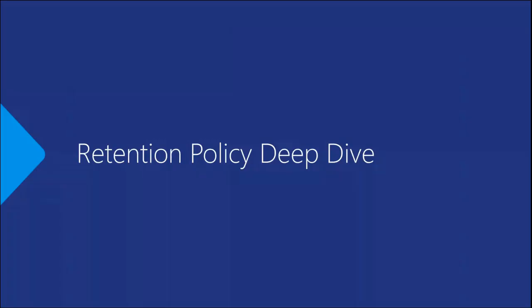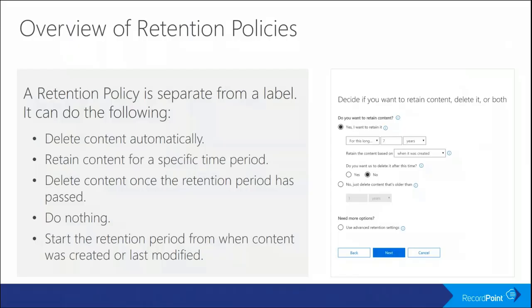Now let's go into retention policies and a deep dive on those. As we mentioned, there are quite a bit of similarities between the two. This screen looks a bit familiar to the one we saw of labels before, but it is a little bit different. Same thing, you can delete content automatically, retain it for a specific period of time, delete content, or do nothing. In this case, there's no event-based retention, so you can just trigger it off of when the content was created or last modified.